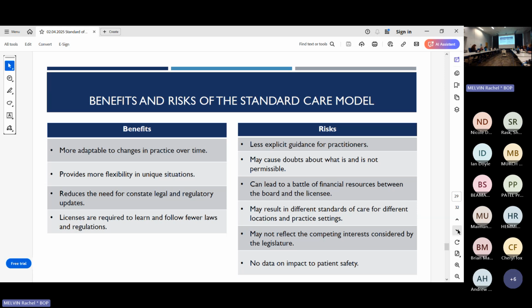And I'll just give a brief overview of some of the benefits and risks associated with either model, and then we'll finish up with some questions. So the standard of care model benefits include more adaptable, flexible, reduces the need for constant legal and regulatory updates. Licensees are required to learn and follow fewer laws and regulations. The risk of this model is less explicit guidance for practitioners, and it can cause doubts about what is and what is not permissible. It can lead to a battle of financial resources between the board and the licensees.